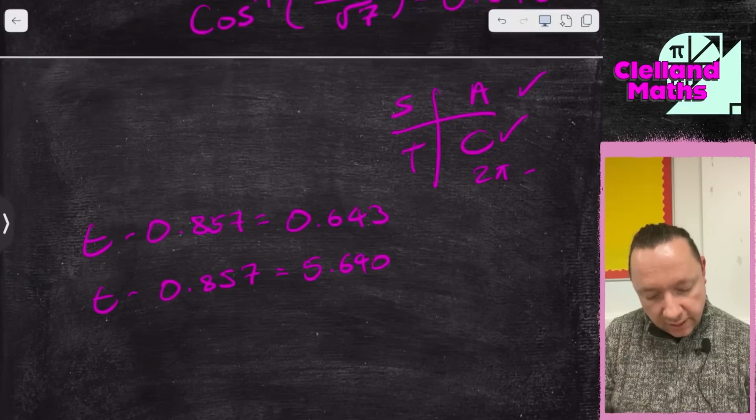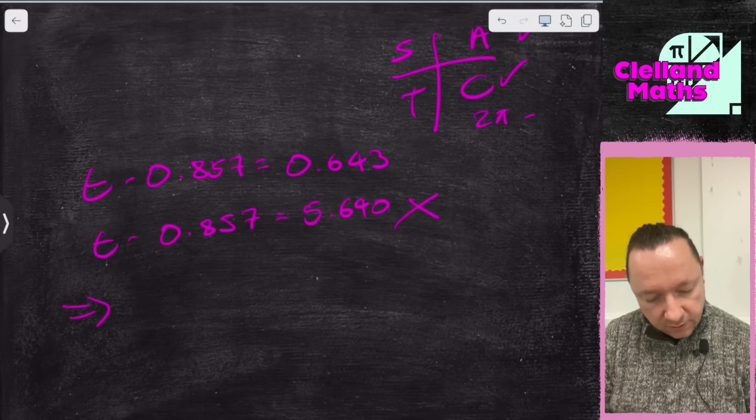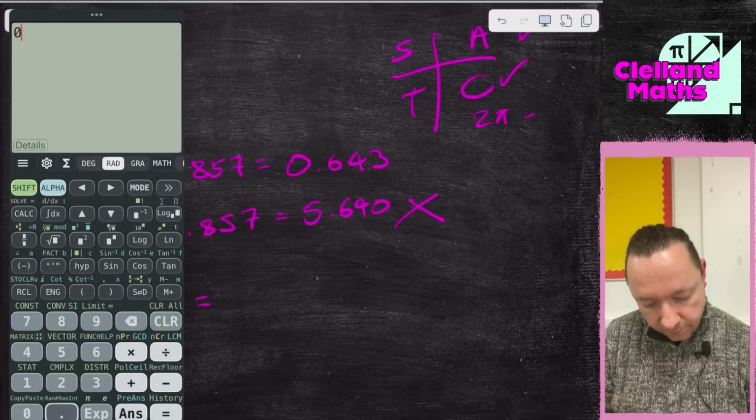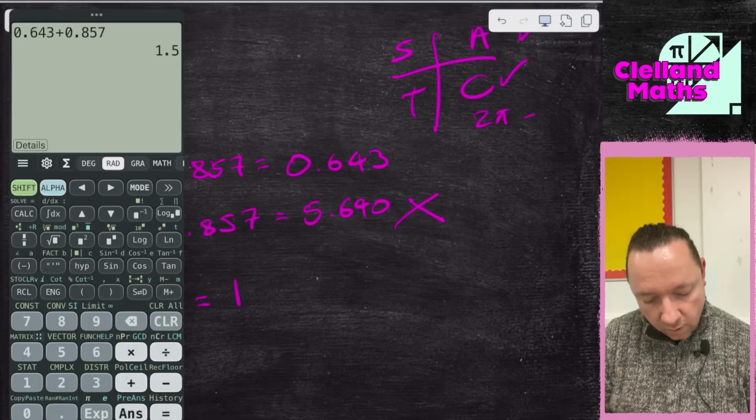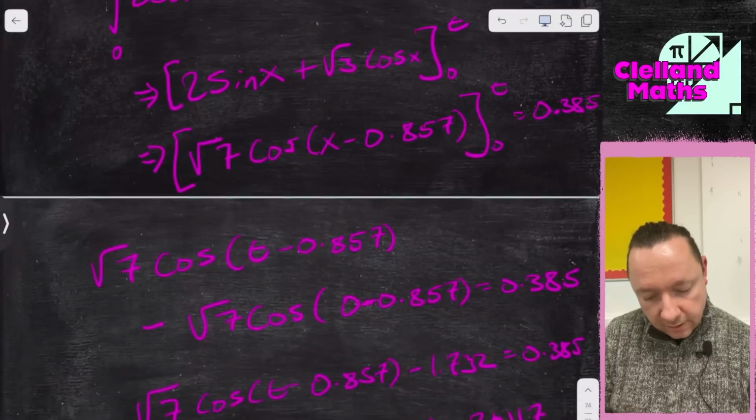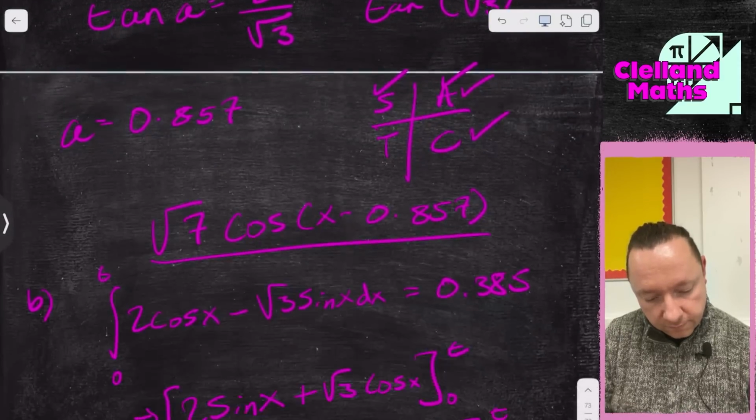Solving both of the equations then, that implies that one's going to be invalid because t is going to be too big. t equals 0.643 plus 0.857, 1.5 roughly. That's nice and neat, isn't it? And is it in any particular units? No, just 1.5.